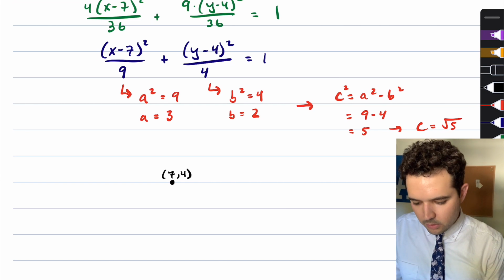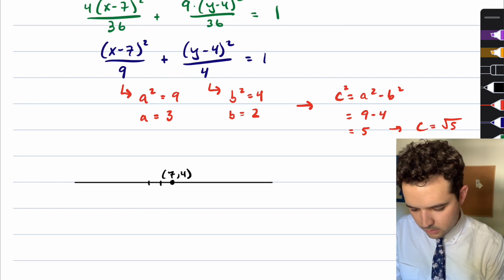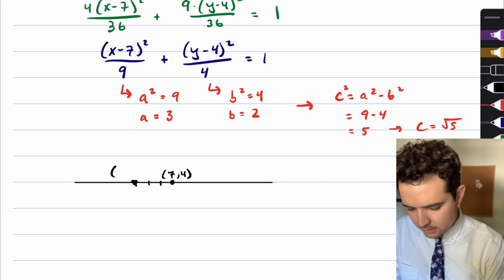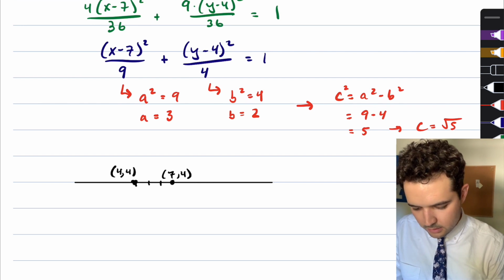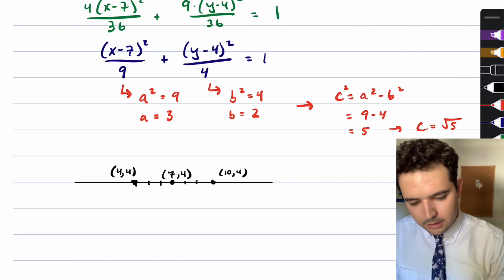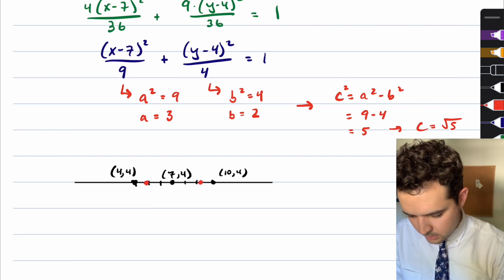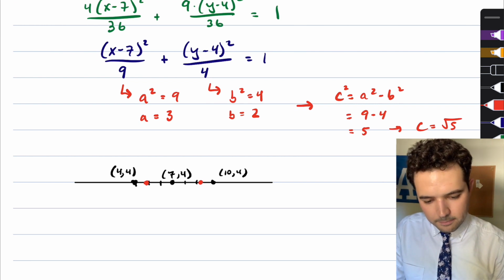And then I will go over 3. So now I'll add an axis here. 1, 2, 3, to the point 4, 4. And then 1, 2, 3 over to the point 10, 4. That represents my major axis. I can add in my foci, which are slightly larger than 2. That will be my 2 foci.